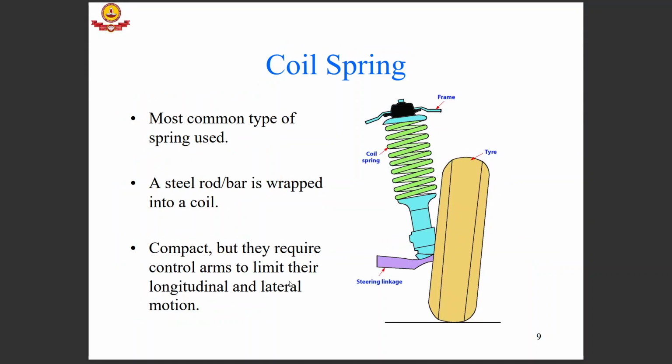Now, coming to the most common type, the coil spring. It is essentially a steel bar or rod which is wrapped as a coil. It is very compact, but they require control arms to limit their longitudinal and lateral motion. So the function of the control arms is that the spring does not get buckled. The shape of the spring essentially should be retained, and it should only take axial loads irrespective of the motion. So they need additional support in that sense.